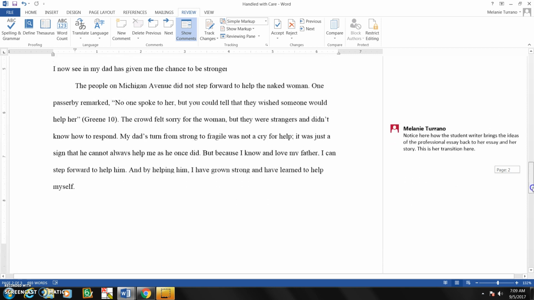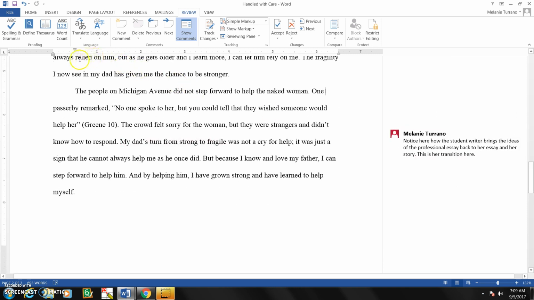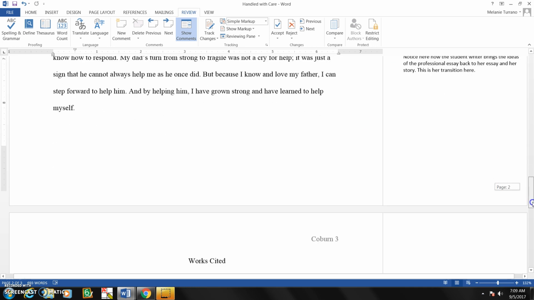So right here in the conclusion, she brings this back to the original essay. References Michigan Avenue, and we get her second quote. You have to have 2 direct quotations from the original source and find a way to make them work. Notice here that her essay is not about a naked woman on Michigan Avenue, but she finds very specific things within there that relate to her. And she concludes her essay.